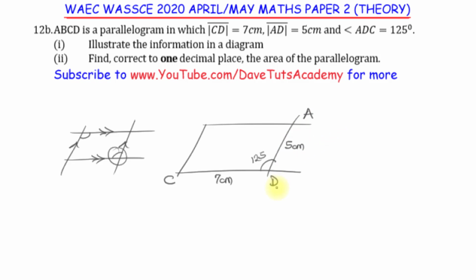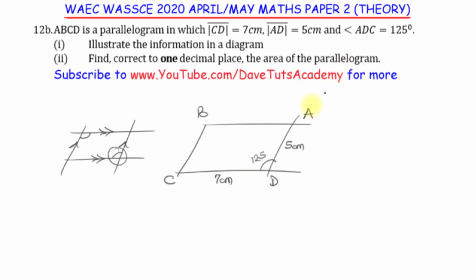So it is the understanding of how a parallelogram looks that will enable you to solve this question wonderfully and correctly. Since I now know this is AD, this is CD, of course the last vertex will have to be B. So I've drawn my parallelogram ABCD as requested. So this is my rough.